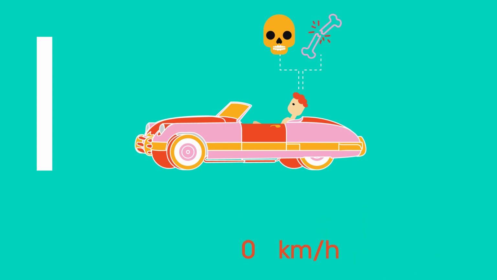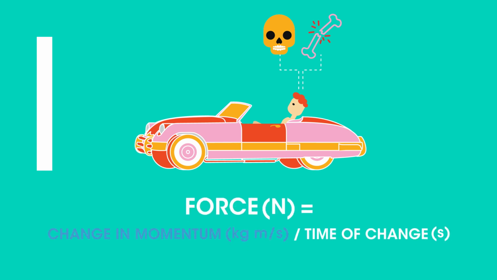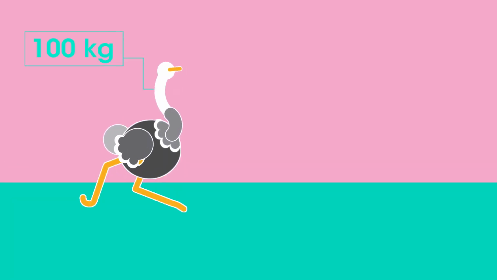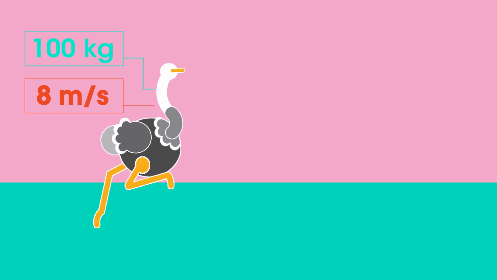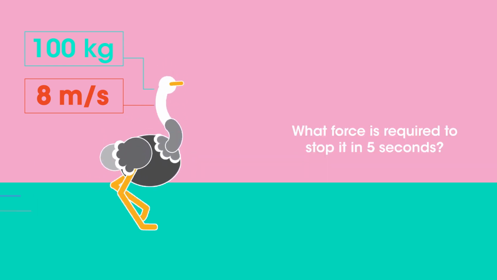We can calculate the force acting on the passengers using this equation. Force equals change in momentum divided by time of change, where the force is measured in newtons, momentum is measured in kilogram meters per second, and time is measured in seconds. Let's try this example. So our 100 kilogram ostrich is travelling at 8 meters per second. What force is required to stop it in 5 seconds?